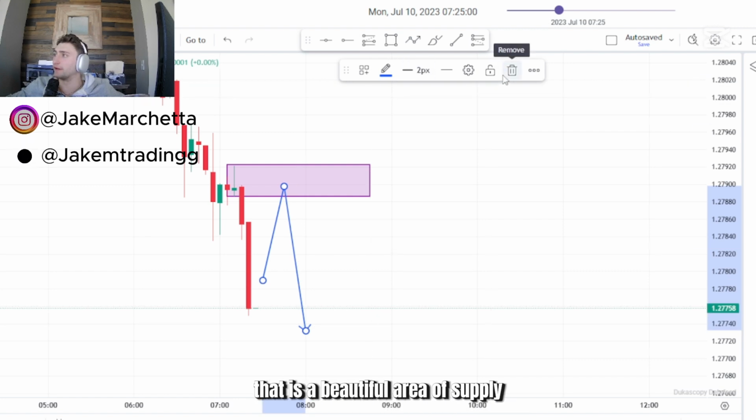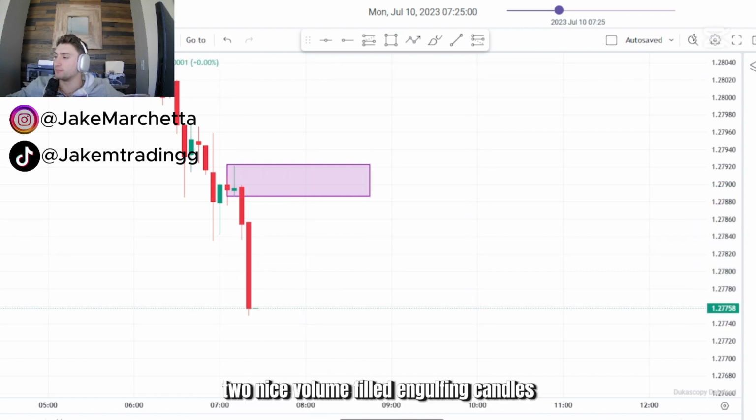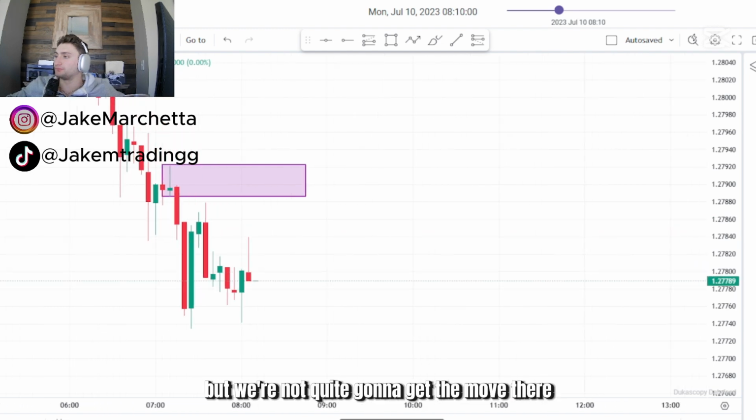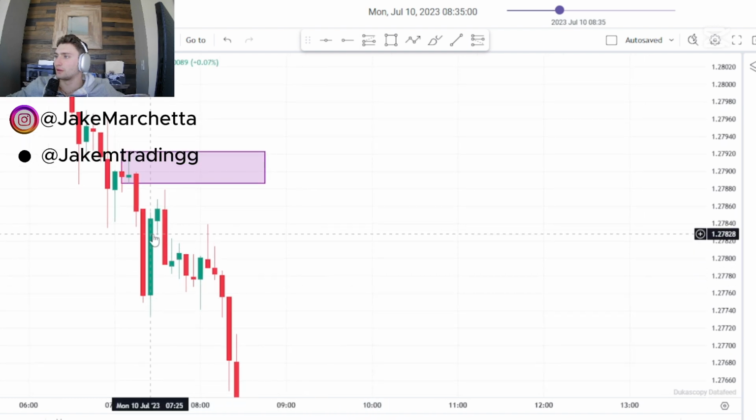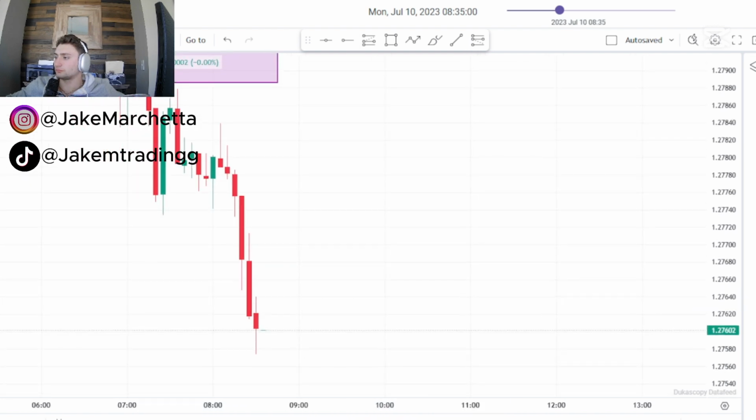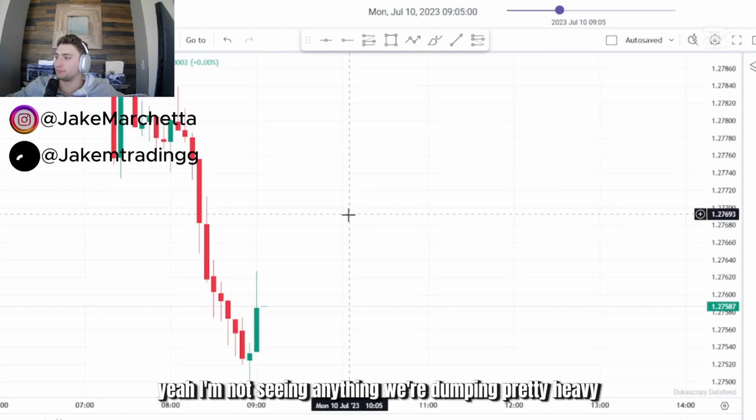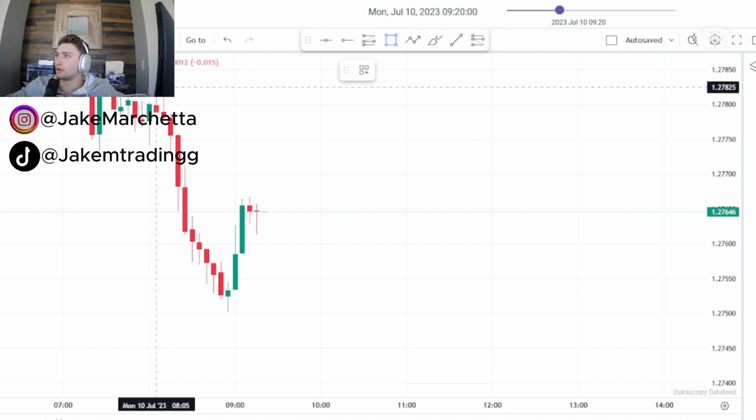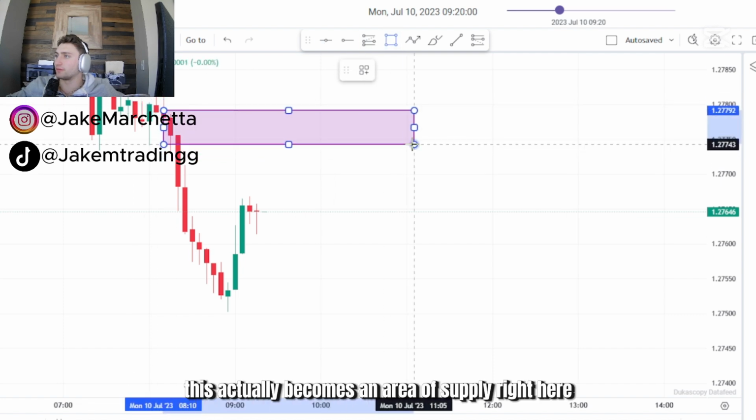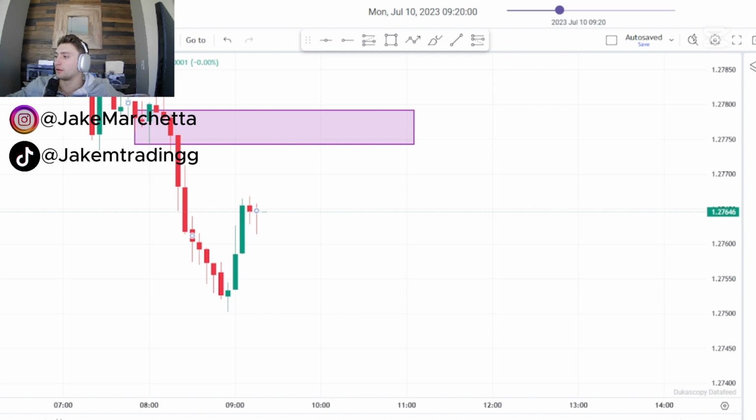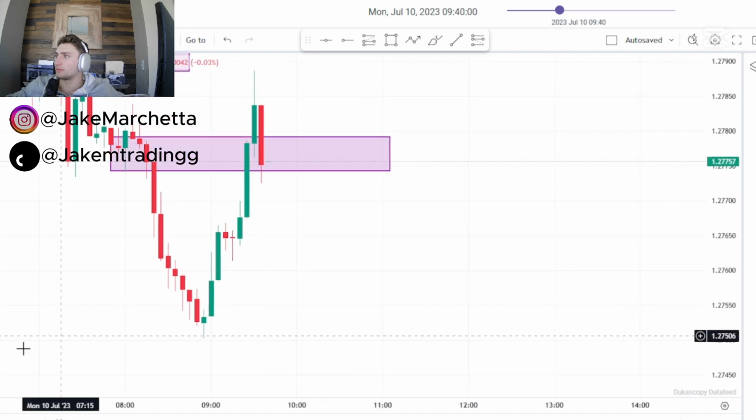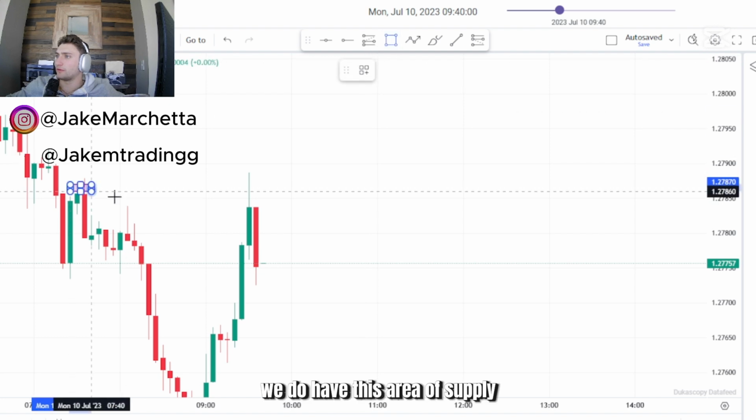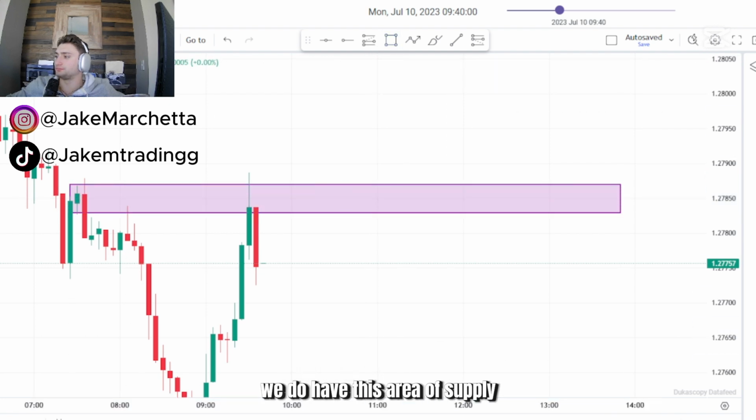That is a beautiful area of supply. Two nice volume-filled engulfing candles. But we're not quite going to get the move there. Yeah, I'm not seeing anything. We're dumping pretty heavy. This actually becomes an area of supply right here. Breaks that. We do have this area of supply.